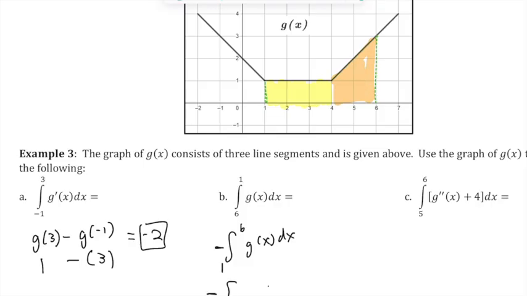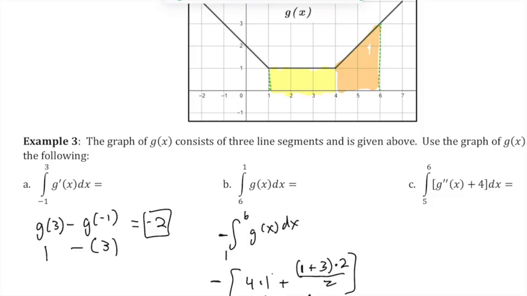So the rectangle is going to be 1 times 4 for the area plus the trapezoid is going to be base 1, which is 1, plus base 2, which is 3, times the height, which is 2, all divided by 2. And so simplifying this is going to give me 4. And this will also give me 4 because the 2's cancel. 1 plus 3 is 4. So it's going to be 4 plus 4, which is 8. But we do have the negative outside. So we do get -8.